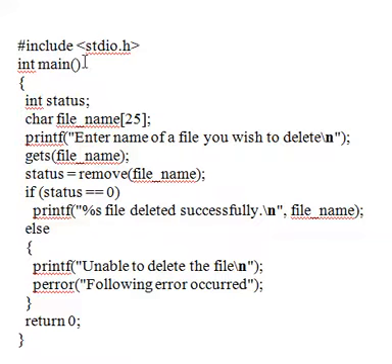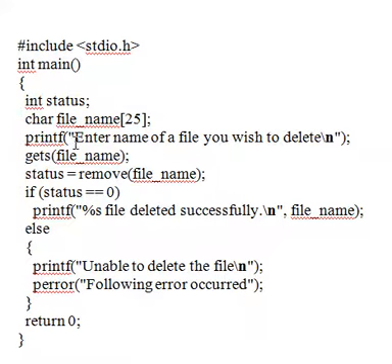So here #include <stdio.h> is the header file. Why? Because I am using printf function. Next, program execution will start with main function. Here I am taking one variable, that is status, which is integer data type, and I am declaring one array with size 25, which is char data type.